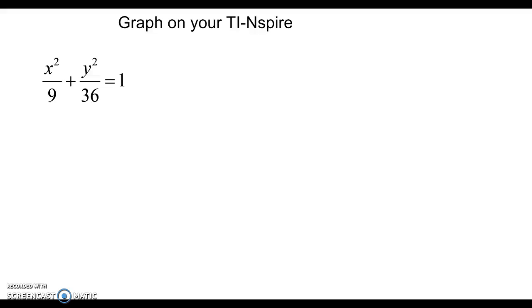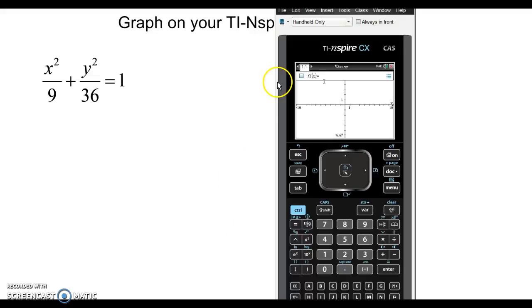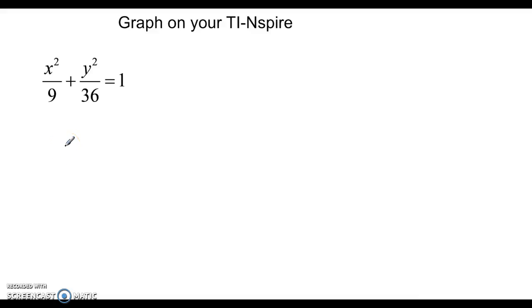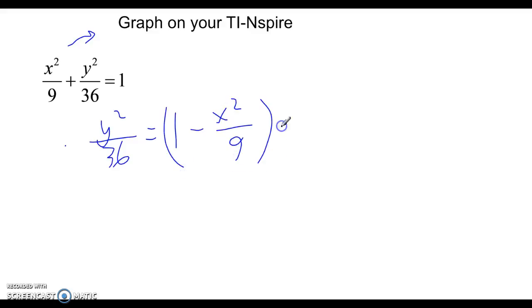First thing we're going to learn how to do is graph this in our TI-Nspire. I'm going to show you two ways to do this. Well, for one, I think we'd have to do a little bit of work beforehand. So we could solve this for y squared. That would mean moving that to the other side. We'd have y squared over 36 equals 1 minus x squared over 9. Maybe multiply both sides by 36.